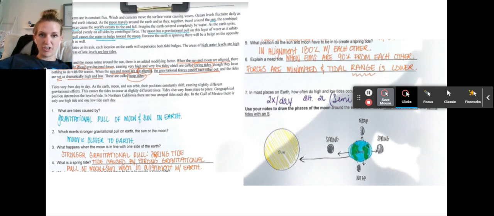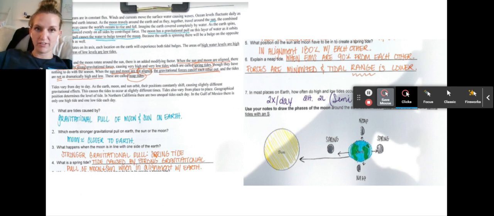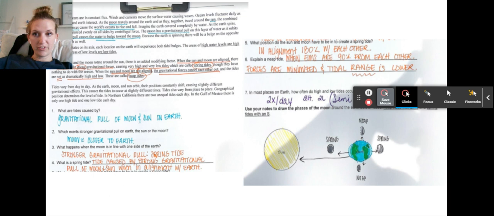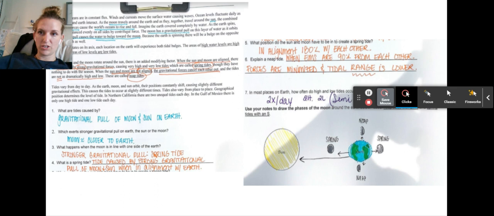What position would your Earth, moon, and sun need to be in to cause a spring tide? They'd be 180 degrees from each other, or you could say in a straight line. Explain a neap tide. A neap tide is when the Earth, moon, and sun are at 90-degree angles from each other, or perpendicular. So the gravitational pull of the sun is great.